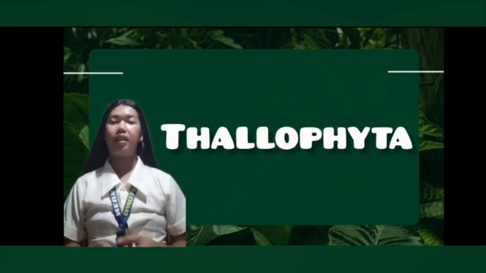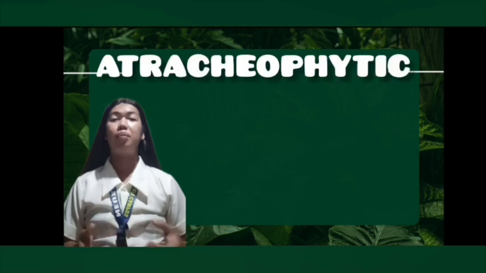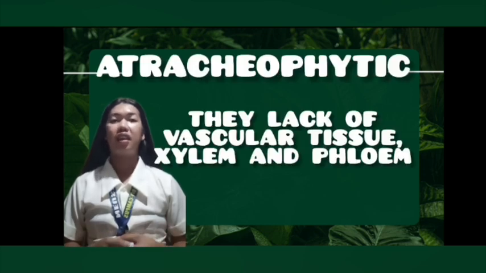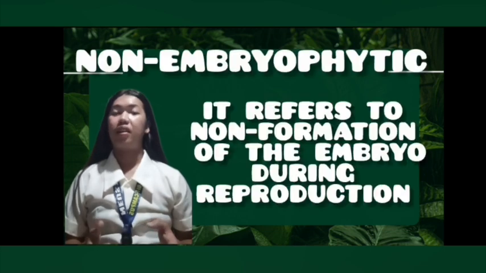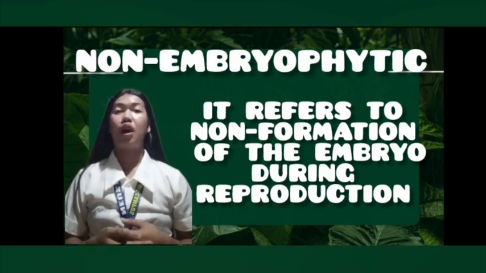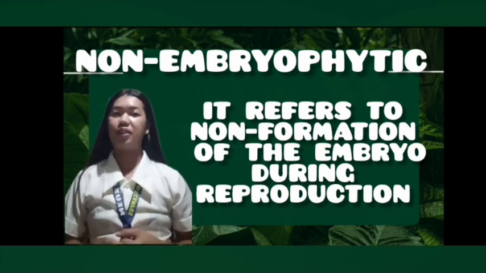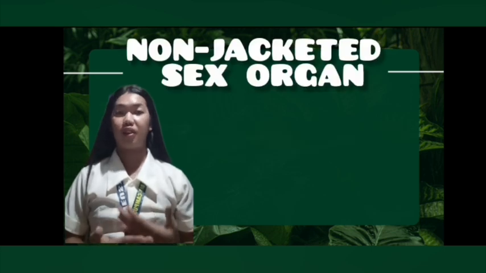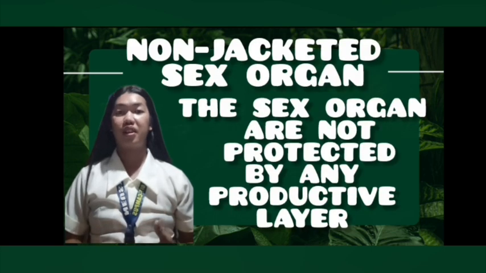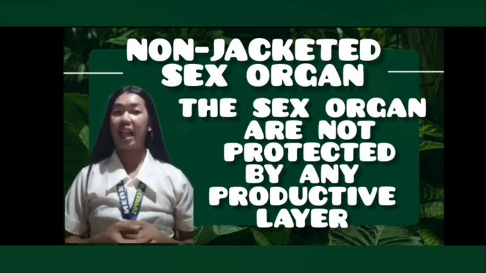So now class, let us learn more about Thallophyta. Thallophyta is atracheophytic. It means they lack vascular tissues, xylem and phloem. Thallophyta is also non-embryophytic. It refers to the non-formation of an embryo during reproduction. And lastly, Thallophyta has non-jacketed sex organs. It means sex organs are not protected by any protective layer. Do you understand it, class?